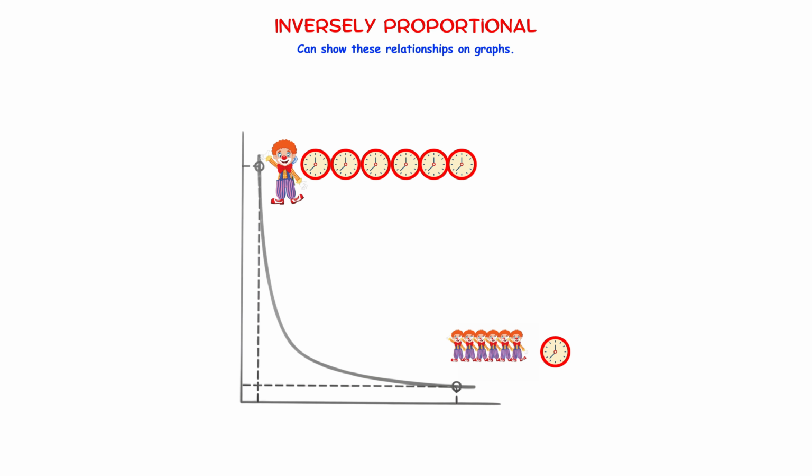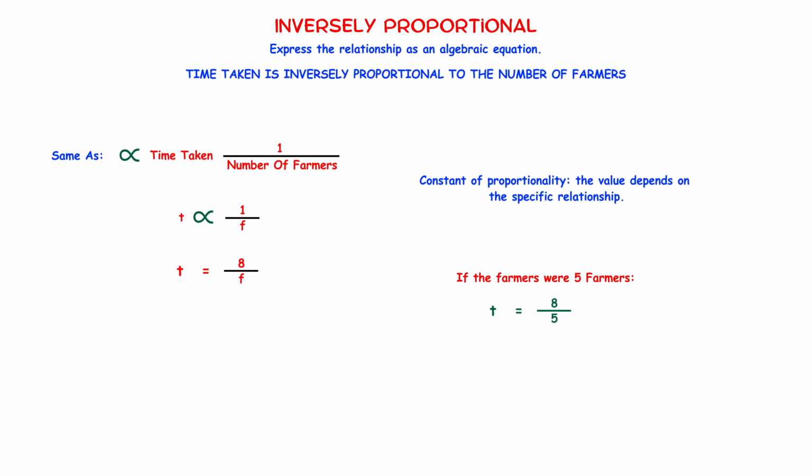Another thing that we can do is express the relationship as an algebraic equation. The key thing to understand for this is that saying that the time taken is inversely proportional to the number of farmers is exactly the same thing as saying that time taken is proportional to 1 over the number of farmers. So if we let time taken be t and the number of farmers be f, then we'd have t is proportional to 1 over f.